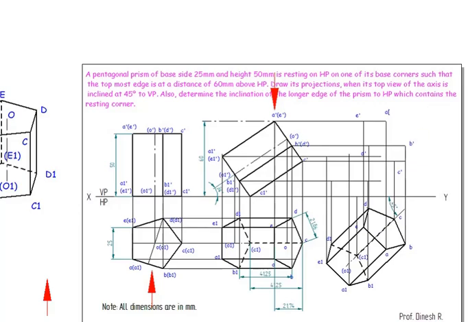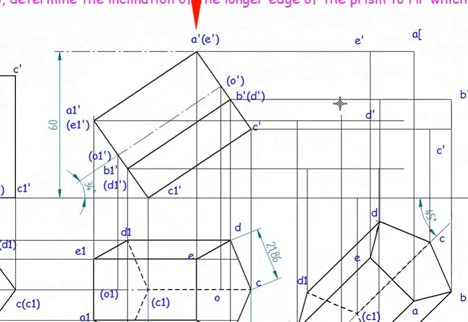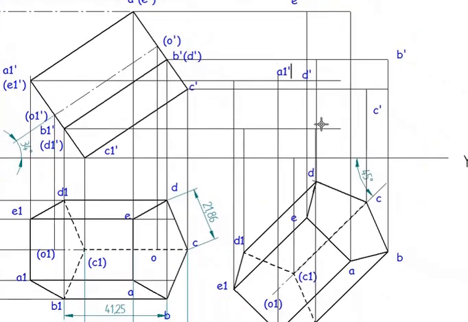Now I'll give the annotations. Start with the letter. This point is A1 dash, this point is B1 dash, this point is C1 dash, this one is D1 dash, this one is E1 dash.